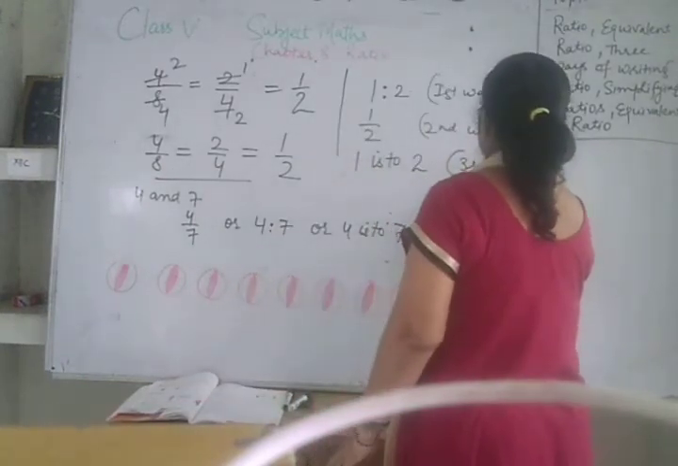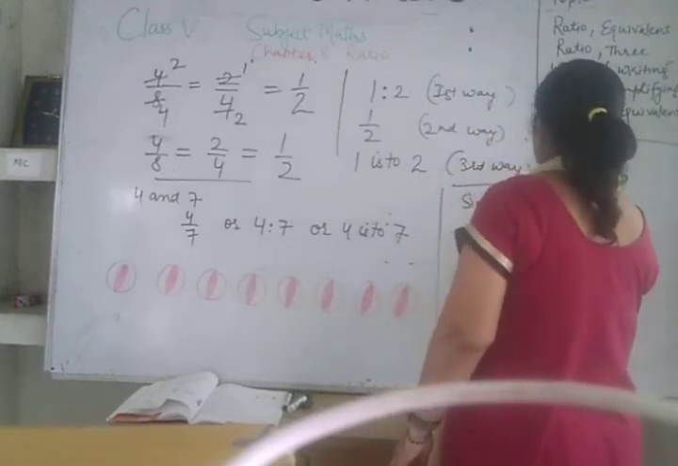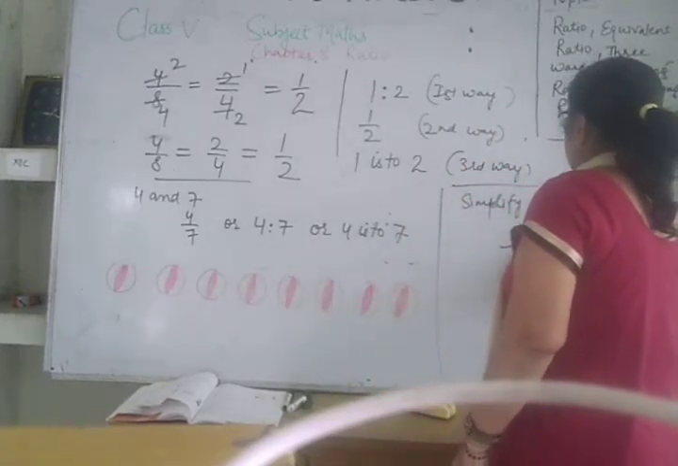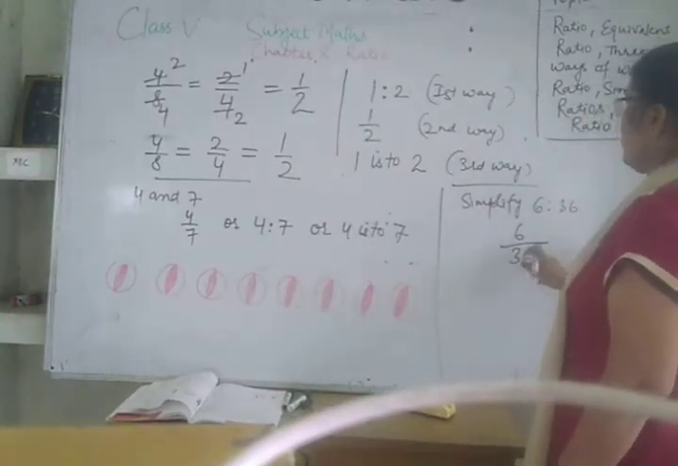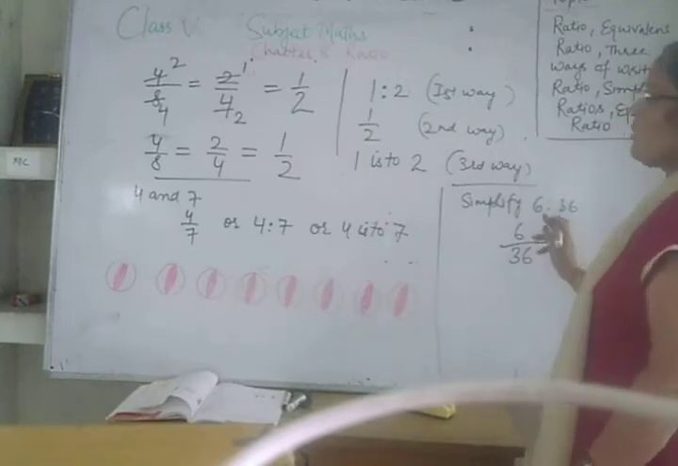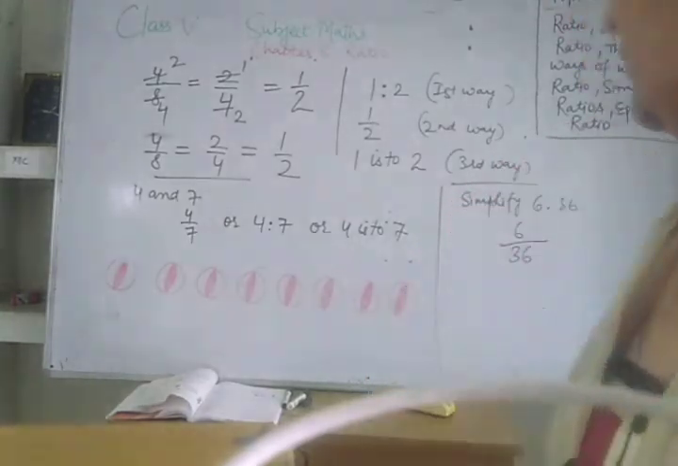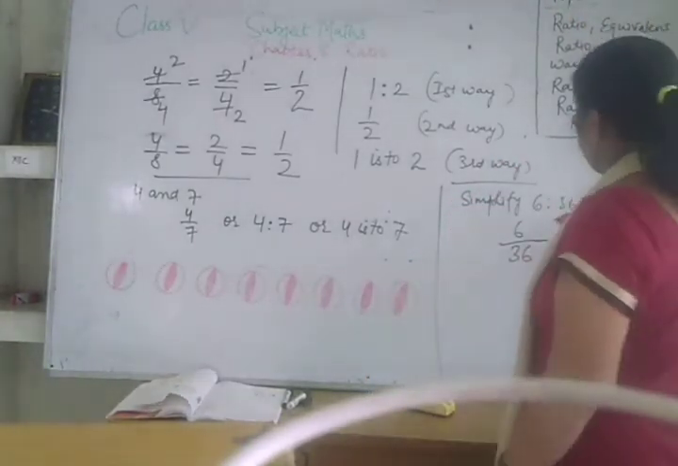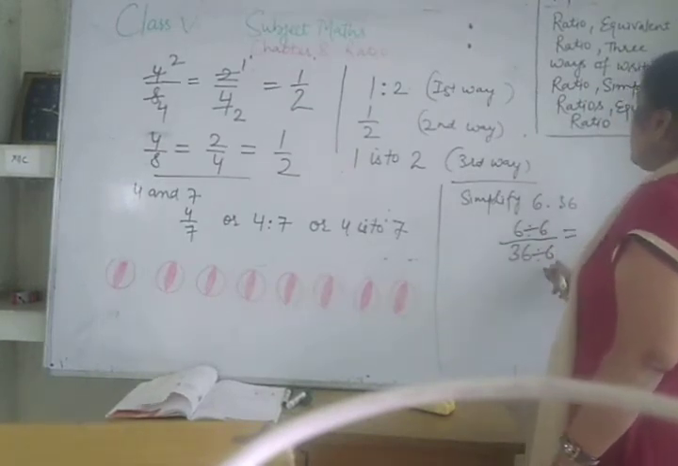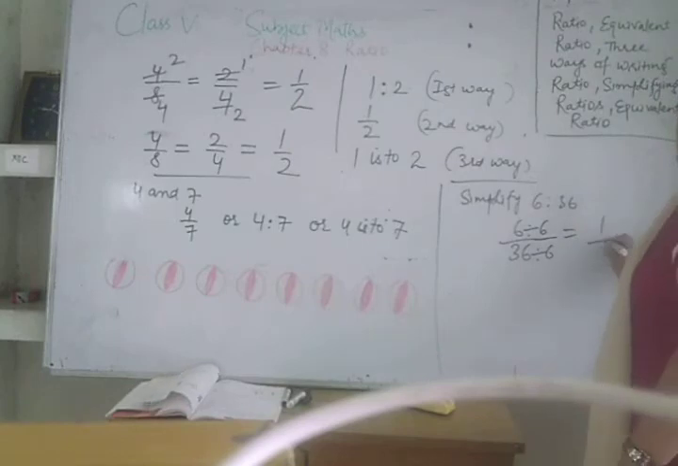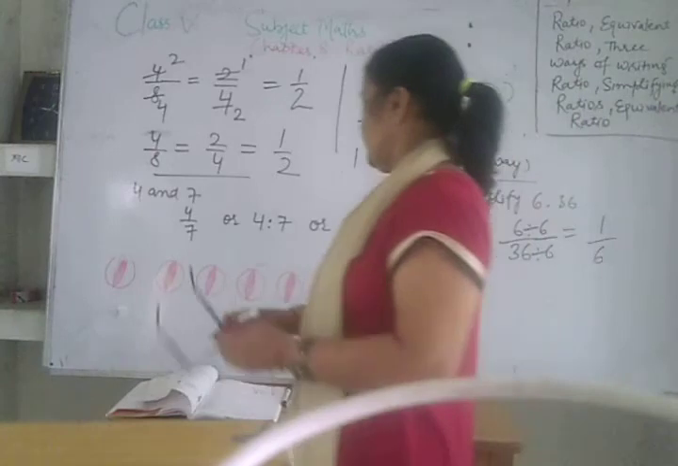Simplify 6:36. It can be written as 6/36, and divide it with the highest common factor of 6 and 36. Find the highest common factor of 6 and 36. It is 6. Numerator and denominator will be divided by the highest common factor 6. You will get 1/6. In this way, you can simplify the given ratio.